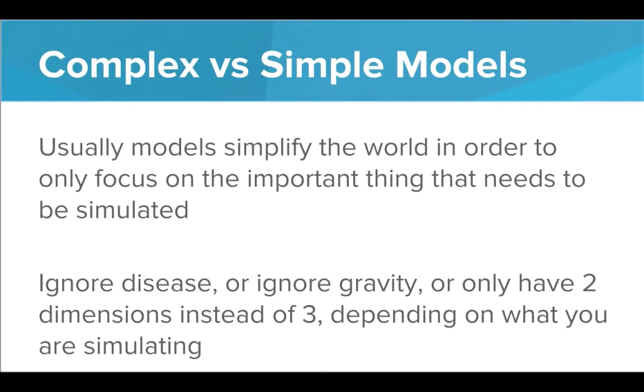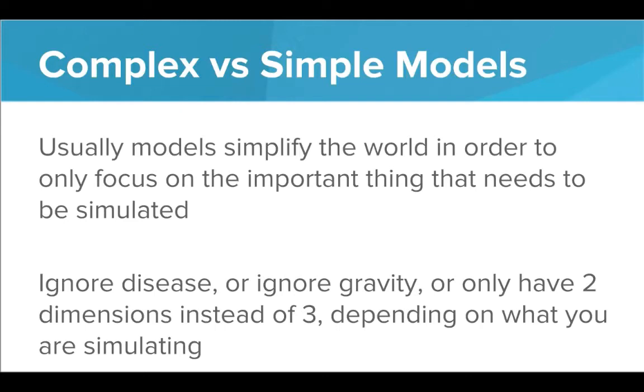Usually, all models will simplify the world in order to really focus on the one important thing that you need to be simulated. So for example, in Conway's Game of Life, this simulation is ignoring disease, it's ignoring gravity. Gravity has no effect on these cells living in this dish. It's really only dealing with 2 dimensions instead of 3. We're not dealing with how deep into the petri dish they are versus the surface. It's just a very simple grid of cells living and dying based on neighbors. But if we wanted to simulate gravity or disease, we would introduce that into the model. It would just make it more complex. So it really depends on what you're trying to study.